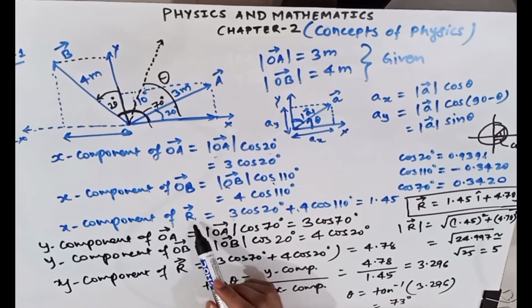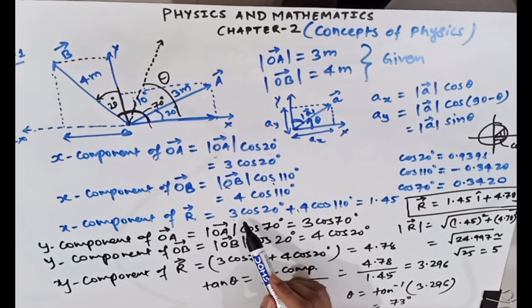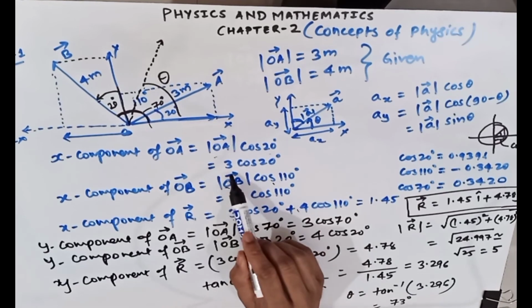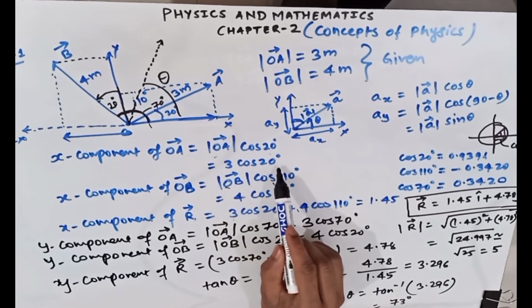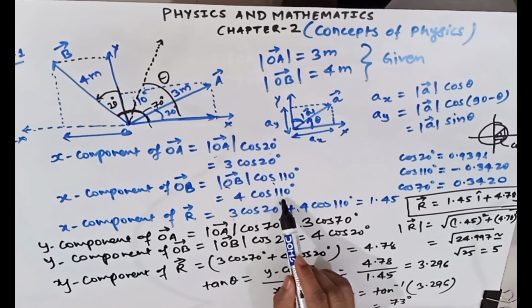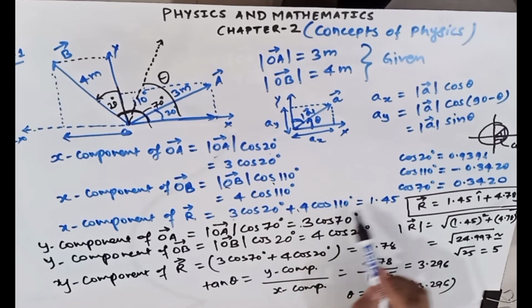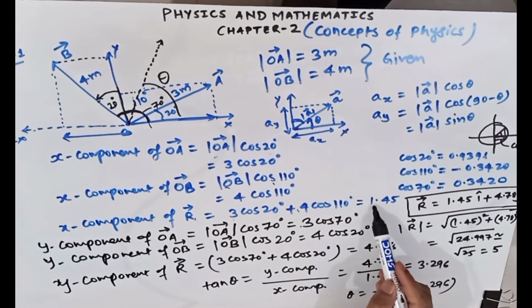So let's call our resultant vector R. The x component of that resultant vector would be nothing but 3 cos 20 degrees plus 4 cos 110 degrees, and if you put in these values, this will be 1.45.